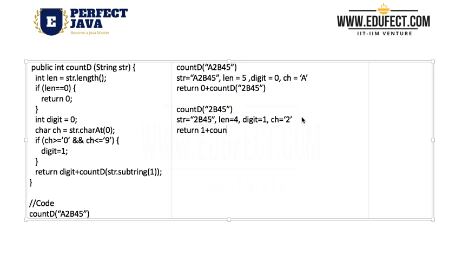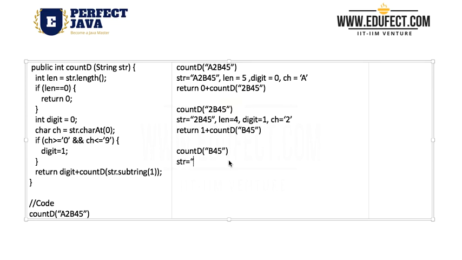It will come to this line: return digit, digit is 1, plus countD. Now what is countD? str.substring. Now what is the value of str? It is this, so substring is b45. Which means countD of b45 has been called, and remember, while this is being called, these two methods are still waiting, because this method had called countD with this value and it's still waiting for that method to return, and similarly this method is waiting because it has now called this method.